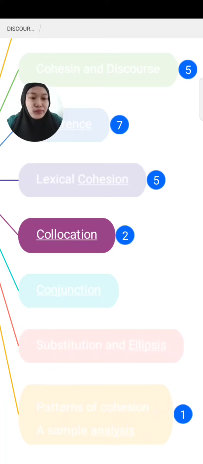And then, example, can I have a cup of tea? Or noun plus verb, the sun rise. Example, the sun rises in the east.